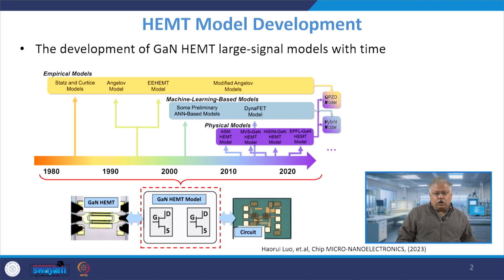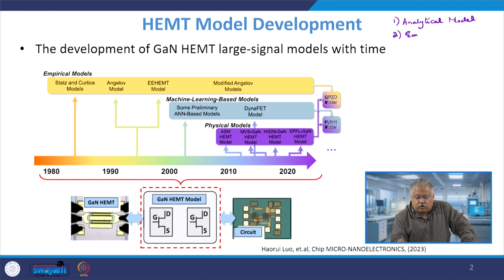Typically when you do a model, there are multiple types of modeling techniques available, both for HEMT as well as for any other devices. For any structured devices, you can have an analytical model, which is basically physics based, derived from first principles of physics.